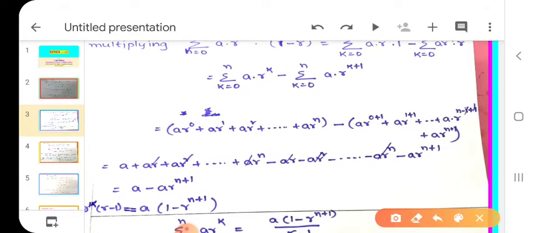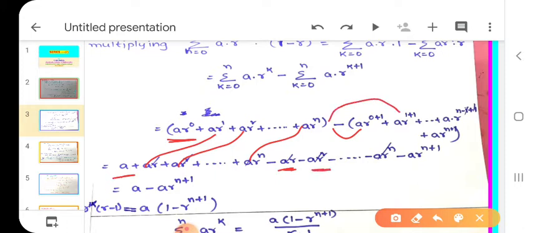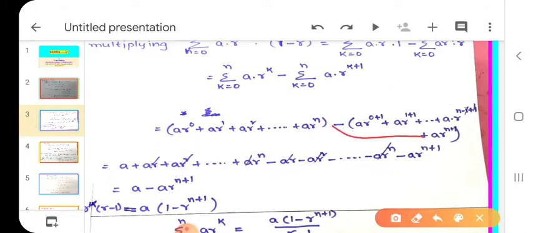Next, a r⁰, a r, a r² and so on up to a rⁿ, minus a r, minus a r², and so on. The plus and minus terms are cancelled. What we have is a rⁿ minus a rⁿ, and the last term is minus a rⁿ⁺¹. Here the terms cancel. What are the remaining terms? The first term a and the last term minus a rⁿ⁺¹.